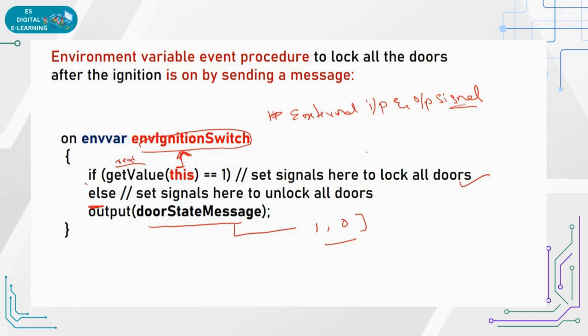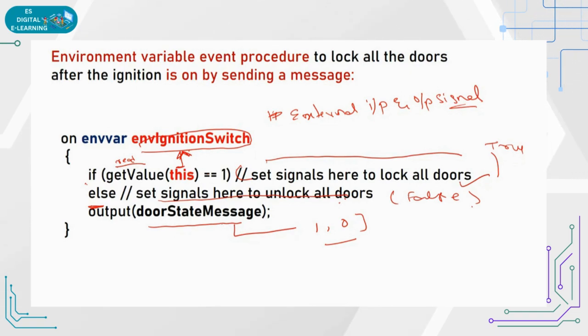If it is true, it will set the signals to lock all the doors, else it will set the signals to unlock all the doors. If the condition is true, it will happen here; if false, it will happen here. Finally, the output message, whether true or false, will come as an output. Is it clear?